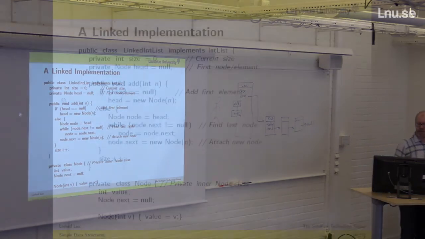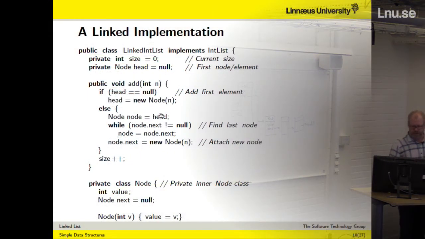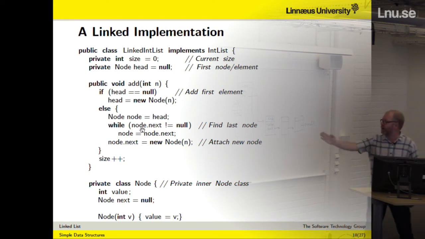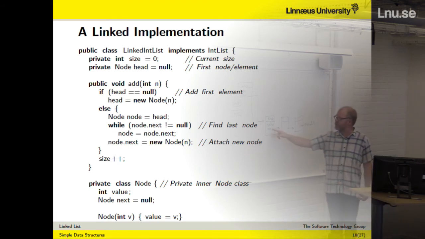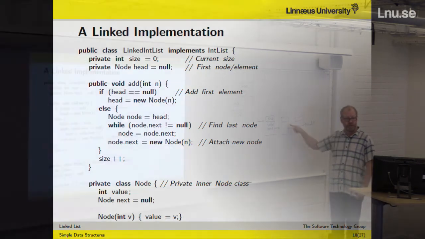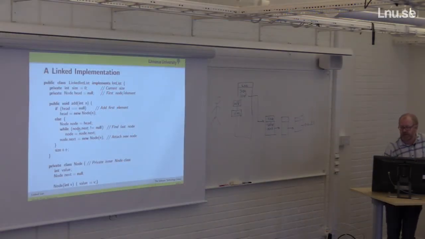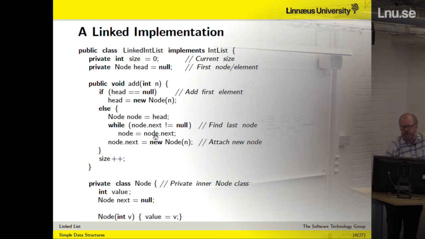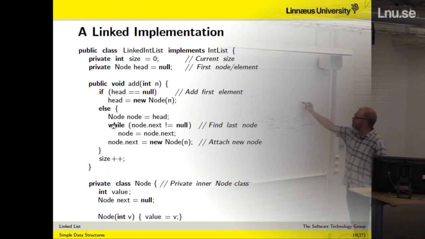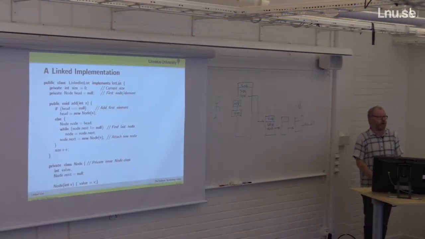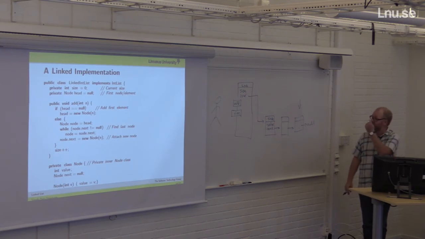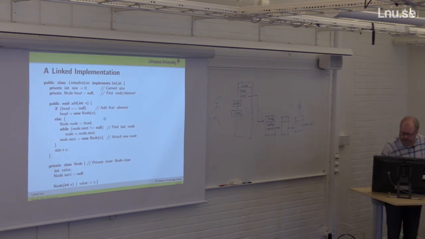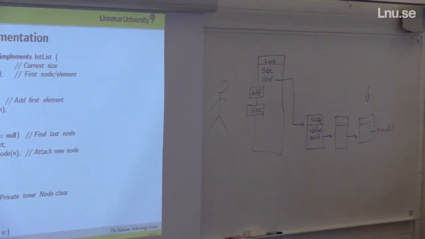If it's not the first element, then we take the first node and then we are finding the last node by iterating over all elements here. As long as the next pointer is not null, we move to the next one. That's what we are doing here. As long as node next is not null, we are moving a node until the next one, until this one will stop when node points to this one. We have found the last node in this chain of nodes, and then we are attaching a new node to this one, like this. Did you understand the basic idea?